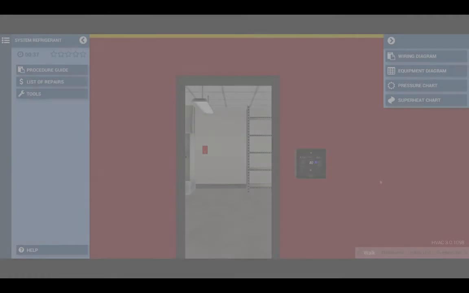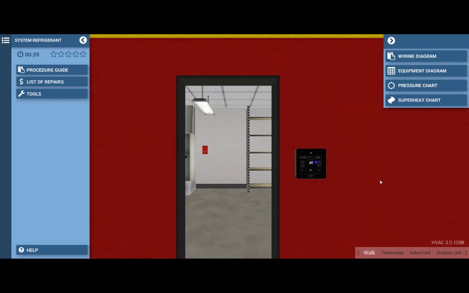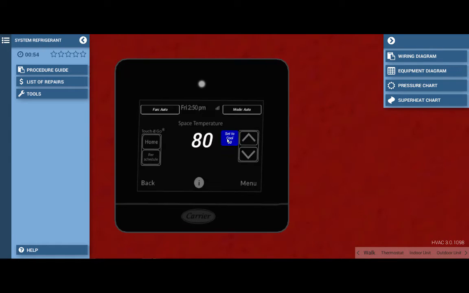Welcome. In this short video, I'm going to guide you through the proper troubleshooting procedure to locate a refrigerant undercharge or leak in the commercial air conditioning simulator. To begin with, we're going to click on the thermostat. And then once at the thermostat, we're going to click on this little blue square here, which will turn the thermostat to cooling mode and also turn the temperature setting down.